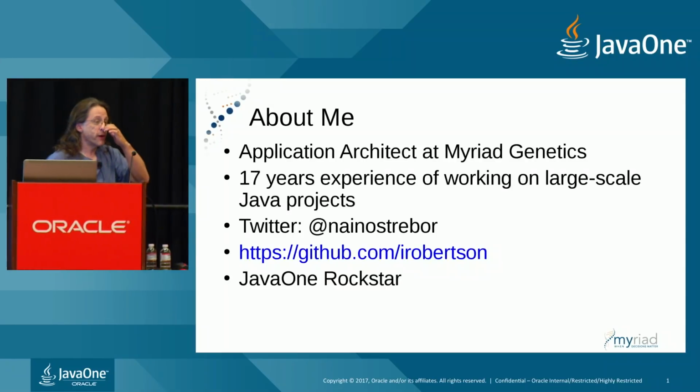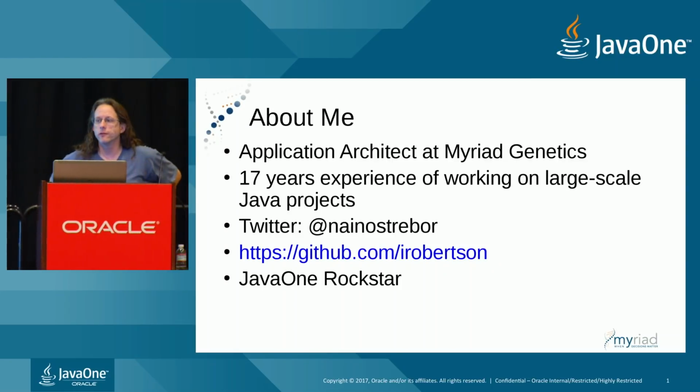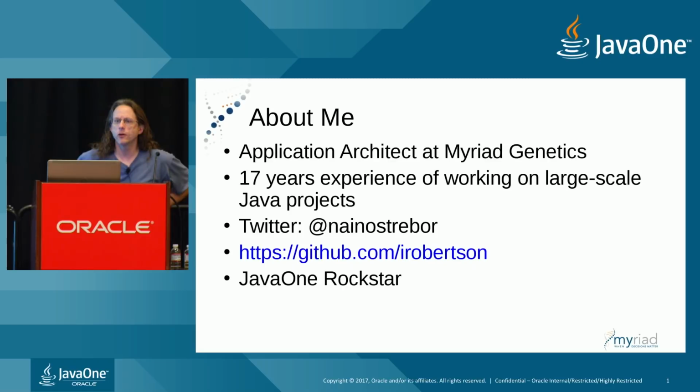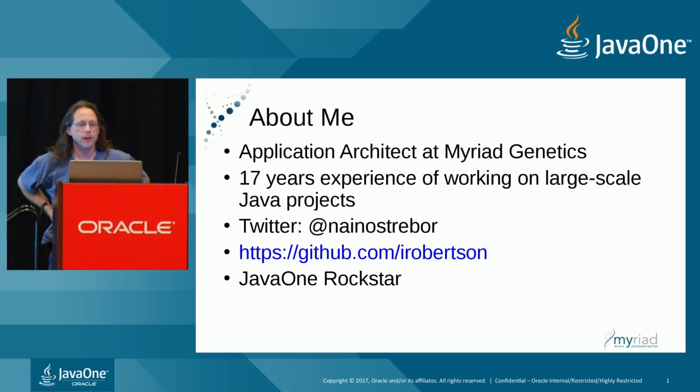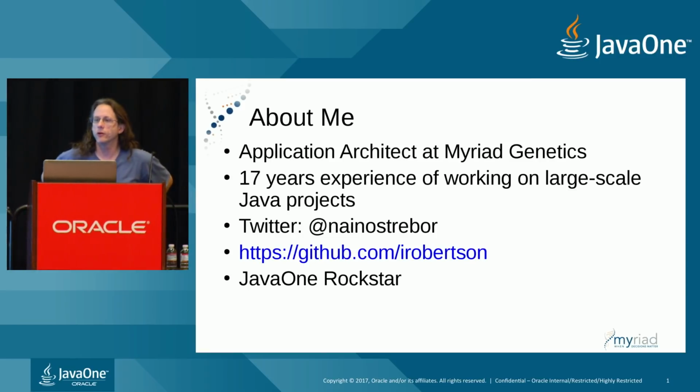So a quick word about me. I work at Myriad Genetics, where we do testing of genes to determine a person's predisposition to getting cancer. Been working in Java for about 17 years. Occasionally I'll tweet, occasionally I'll commit code, and occasionally I'll speak here at JavaOne.